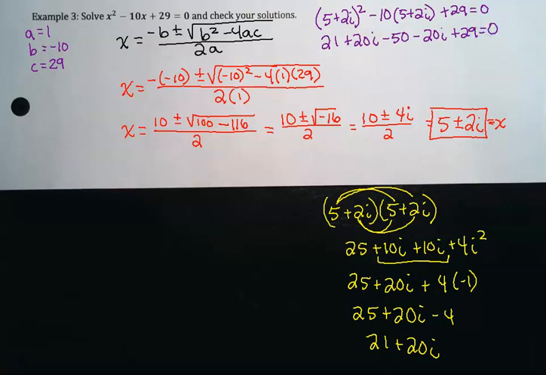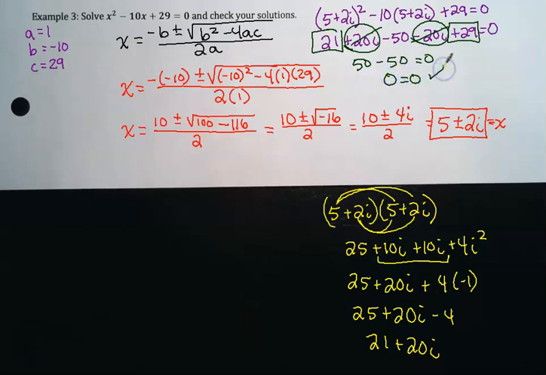Okay, so then we have plus 20i minus 20i. Those cancel. 21, I'm just going to do the addition first. 21 plus 29 is going to give you 50 minus 50 equals 0, which means 0 equals 0. So it checks out. That is the correct answer. Now, when it says check the solutions, you should check both of them, the 5 plus 2i as well as the 5 minus 2i. But we've run out of room. But just know when it says check the solutions, you're checking both of them in this case.